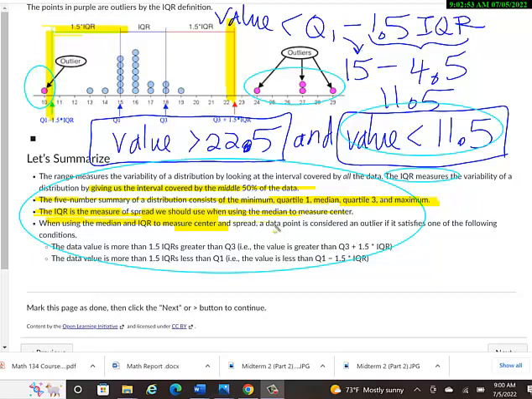When using the median and interquartile range to measure center and spread, a data point is considered an outlier if it satisfies one of the following conditions. So these, like I said before, would be something to write down. If a data value is more than 1.5 interquartile ranges greater than Q3, i.e. the value is greater than, so you might want to write that as a little formula, Q3 plus 1.5 IQR. The data value is more than 1.5 IQRs less than Q1, i.e. the value is less than Q1 minus 1.5 IQR. So now we have an actual way to calculate whether something's an outlier or not, that is if we use median to measure the center.